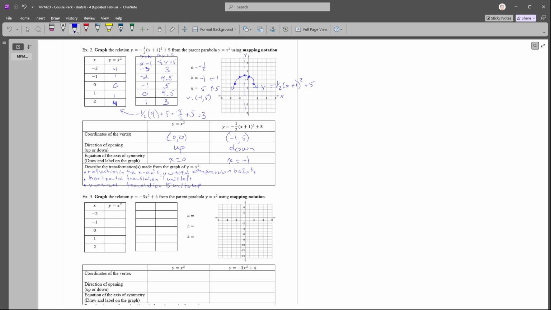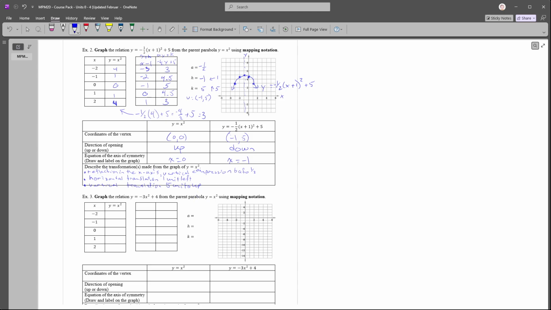So if I were getting you to describe this, you'd get 1 mark for every single point here, maybe a 1/2 mark depending on the breakdown of the question, but you'd only get credit for specifying all those values, all those changes, as well as the values that they're changing by. So for example, by a factor of 1/2, 1 unit left, 5 units up, that kind of thing.